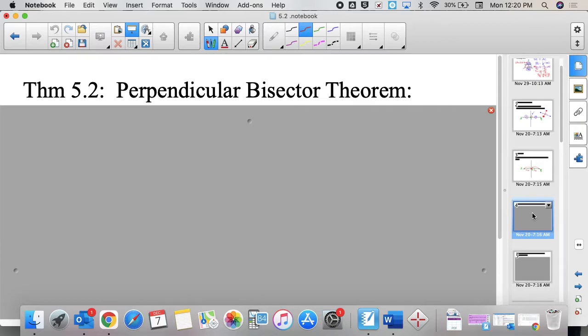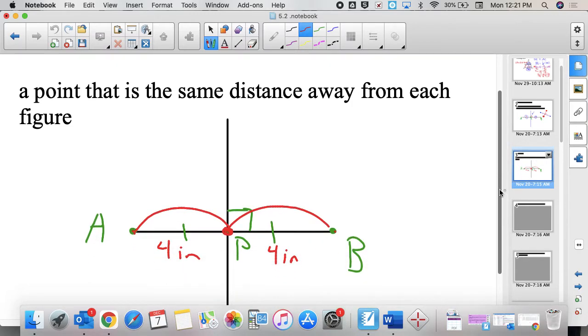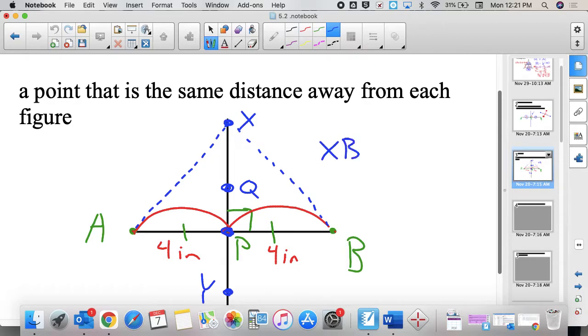All right, taking a look at this perpendicular bisector theorem. What it's going to say is when we have a perpendicular bisector like we see here, any point that is on it, so this point P was on it, I can take this point up here, we can call it Q, I can take this point up here, call it X, this point down here, call it Y. Any point that is on the perpendicular bisector will be the same distance away from each endpoint, meaning X to B will have to equal X to A, or Q to A will have to equal Q to B.